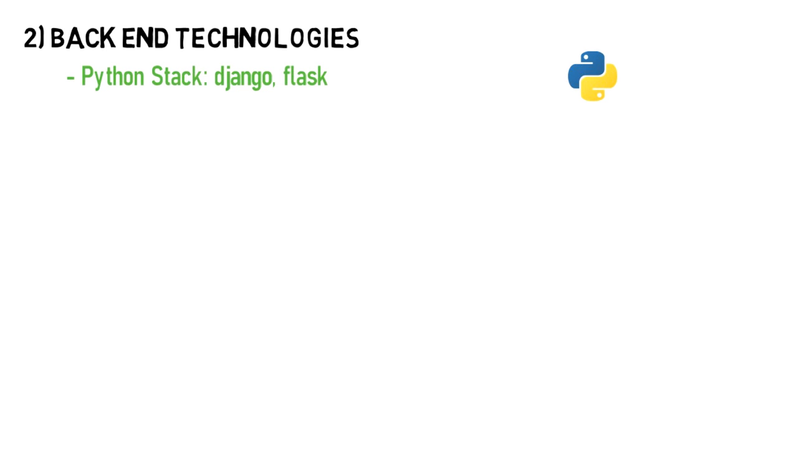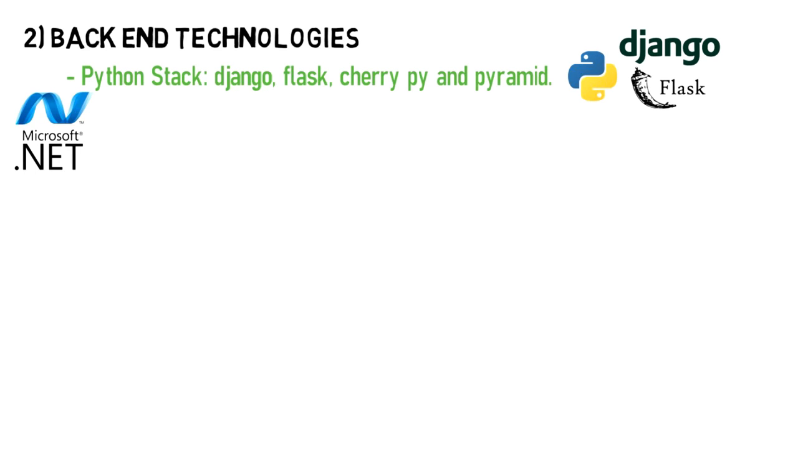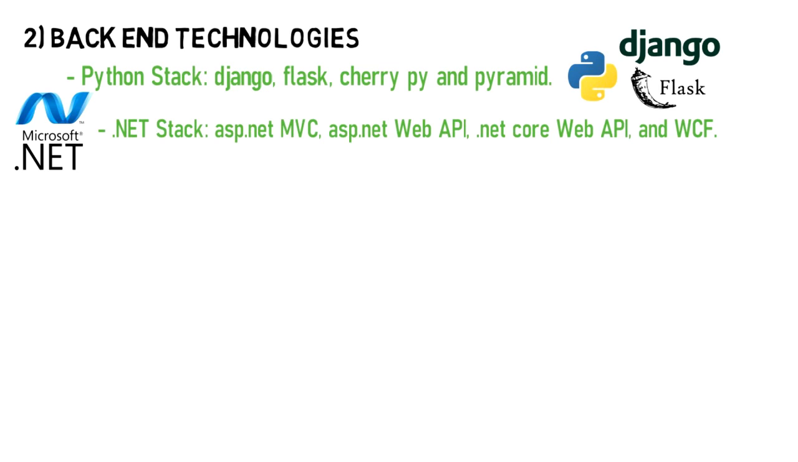Next, we have the backend technologies. The backend technology helps in communication between the front-end and the databases. For backend, we have a variety of options to choose from. I will mention some of the popular technologies that can be used to develop the backend part. At first, we have the Python stack, which has some of the popular backend frameworks such as Django, Flask, CherryPy and Pyramid. Next, we have the .NET stack, which consists of some of the popular backend frameworks such as ASP.NET MVC, ASP.NET Web API, .NET Core Web API and WCF.